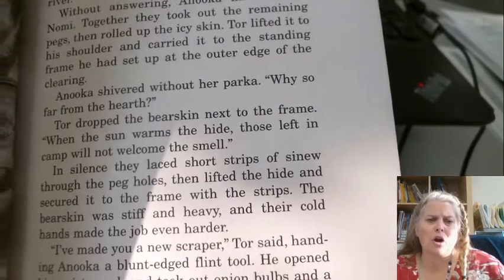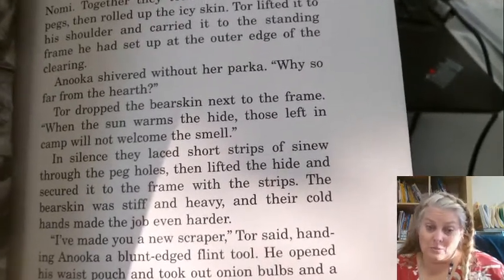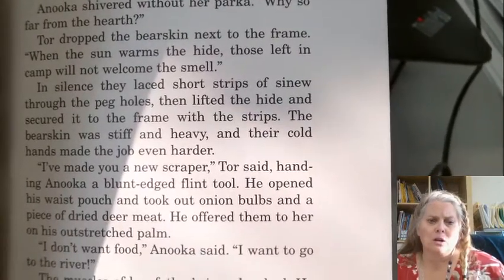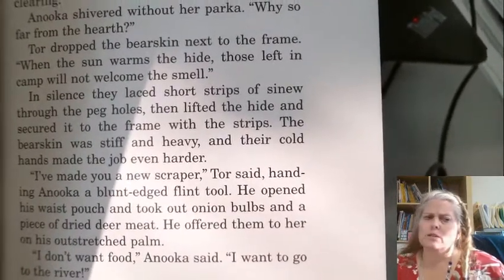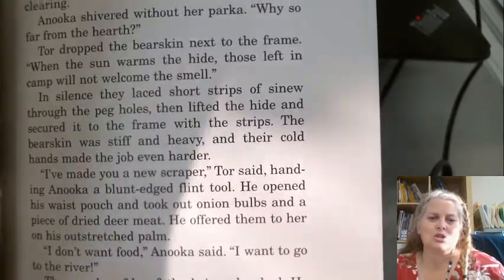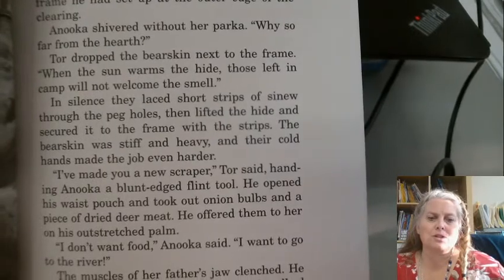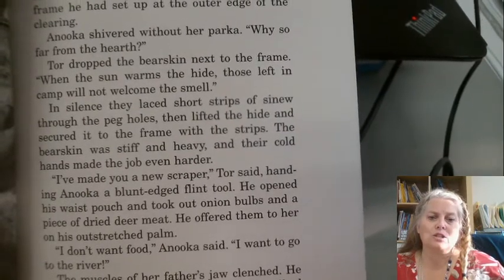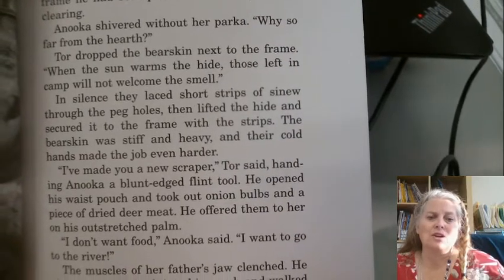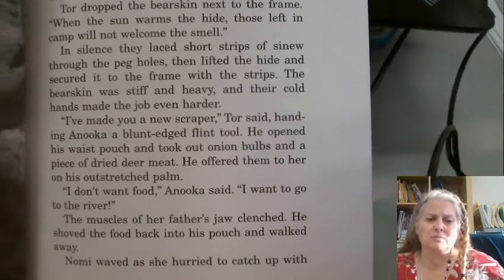"Why so far from the hearth?" The hearth is the fireplace. The fire. Tor dropped the bearskin next to the frame. "When the sun warms the hide, those left in camp will not welcome the smell." In silence, they laced short strips of sinew through the peg holes, then lifted the hide and secured it to the frame with the strips. The bearskin was stiff and heavy, and their cold hands made the job even harder.